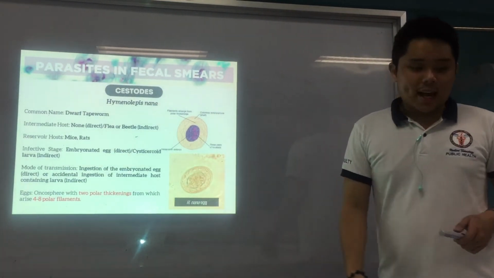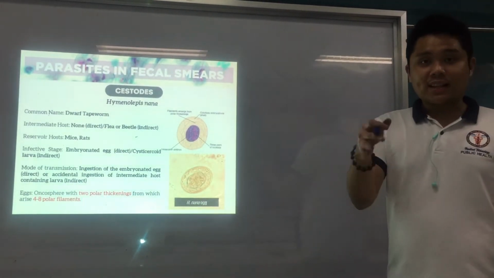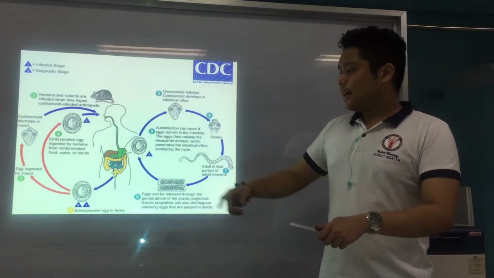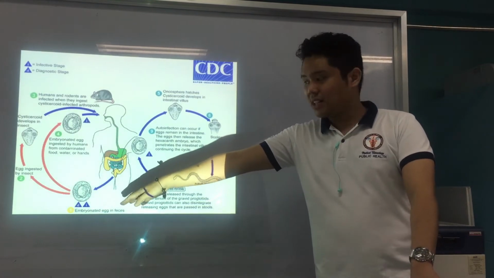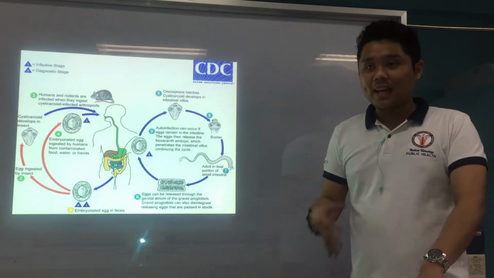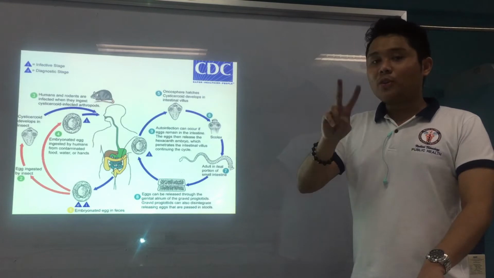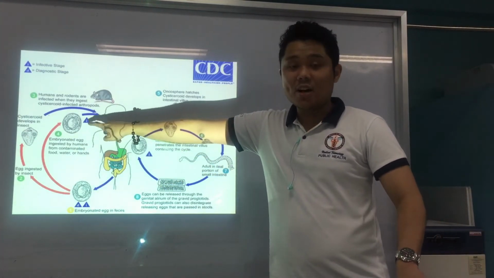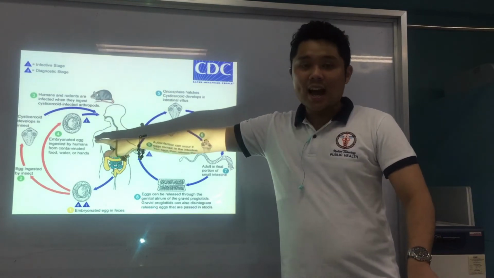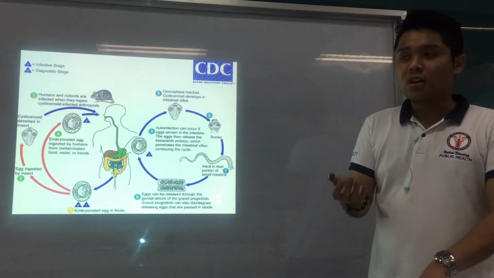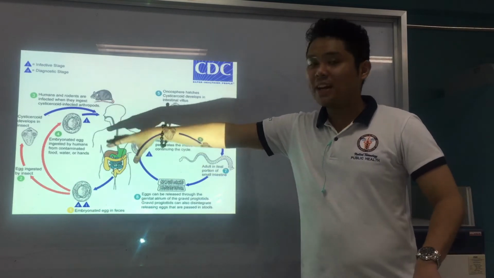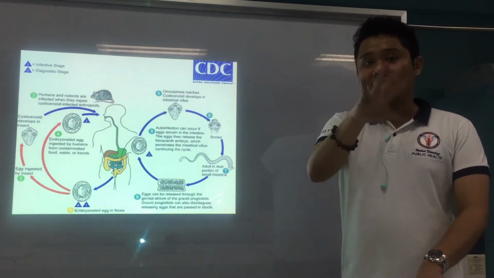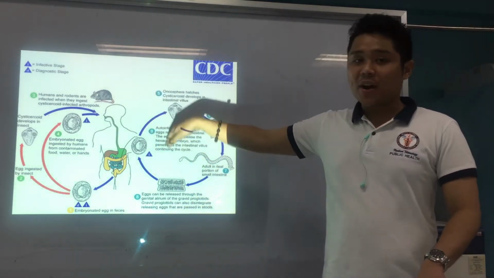Again, now we go to the life cycle so that you can get the direct and indirect. Now, for the life cycle of H. nana, the H. nana eggs, once they are released, are embryonated, meaning they already contain the embryo. Now, it can go two ways. First is the direct life cycle. It does not need an intermediate host. So from the feces, the patient ingests the embryonated eggs through dirty hands or food. And that's the direct life cycle.